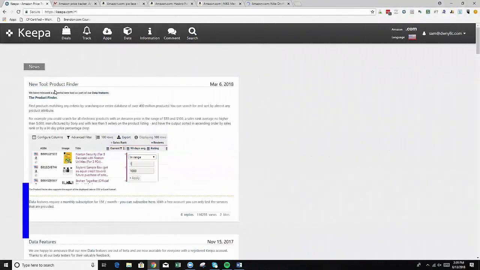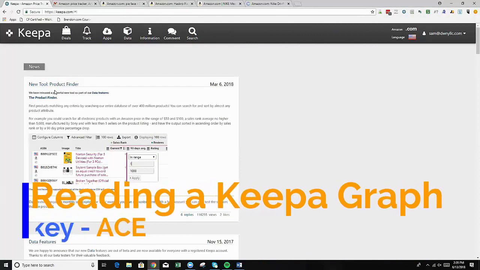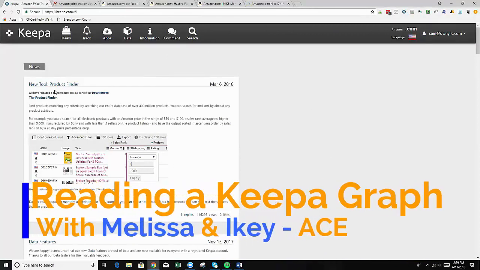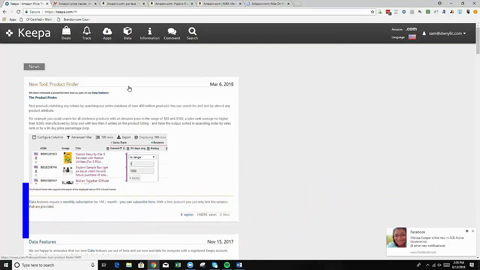So in this session, we're going to talk about how to read a Keepa graph and also a Camel graph, just because they're very similar. Really simply, what Keepa.com does is track Amazon's products and monitor the changes in sales rank and changes in price over time.